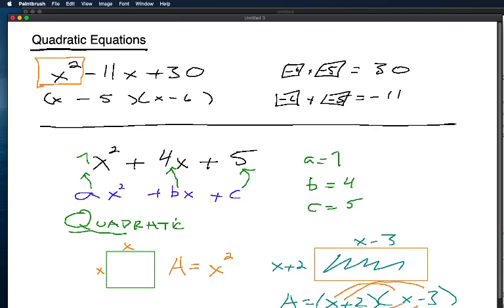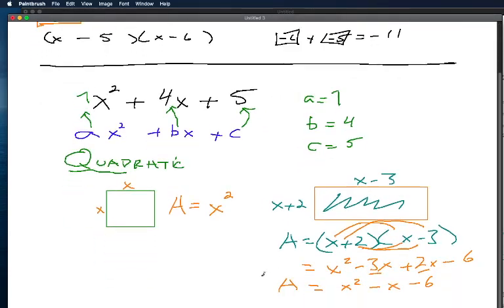And what you would end up getting is x times x is x squared. x times negative 3 is negative 3x. 2 times x is 2x, and 2 times negative 3 is negative 6. And of course, we have some like terms in here. So once again, we can do this. And once again, you can see that this is now in the same format that we have up here. So ax squared plus bx plus c. And in this example, our A is the invisible one here.